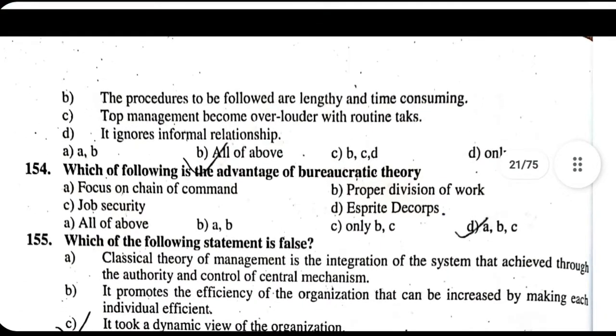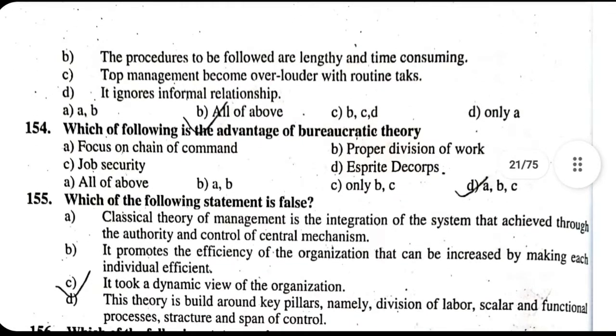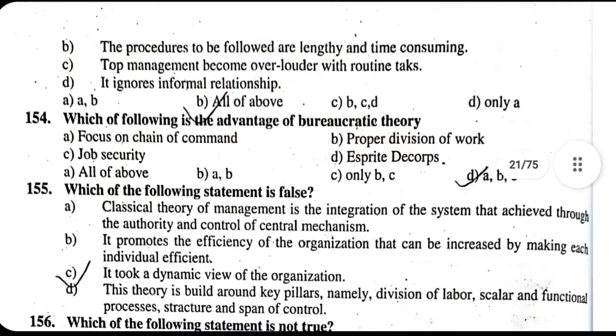155. Which of the following statement is false? A. Classical theory of management is integration of system that achieve through the authority and control of central mechanism. B. It promotes efficiency of organization that can be increased by making each individual efficient. C. It took a dynamic view of organization. D. This theory is built around key pillars, namely division of labor, scalar and functional process, structure, and span of control. The correct answer is C, which is false, and that is it took a dynamic view of organization. Classical theory did not take a dynamic view of organization.